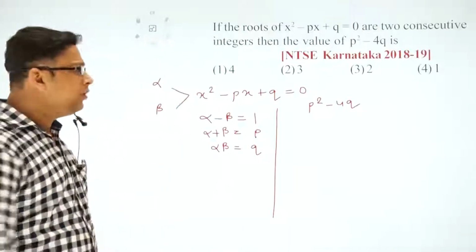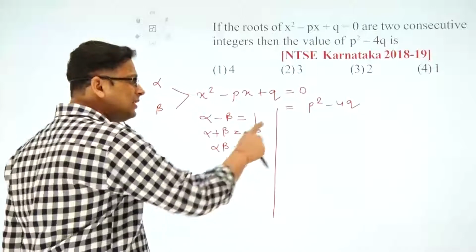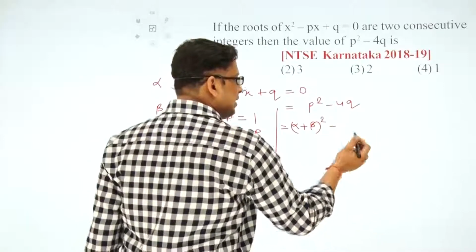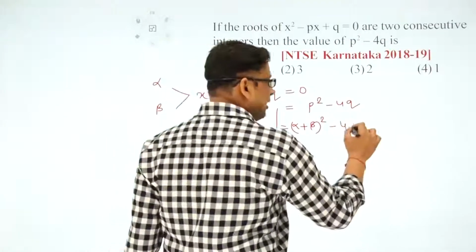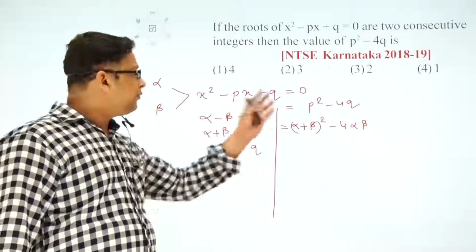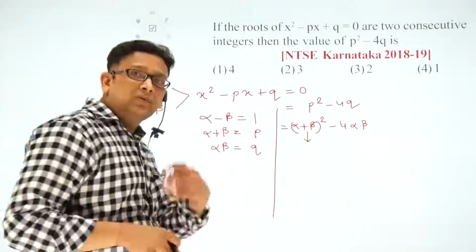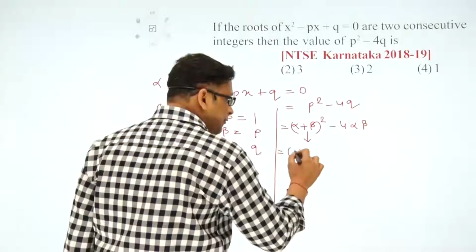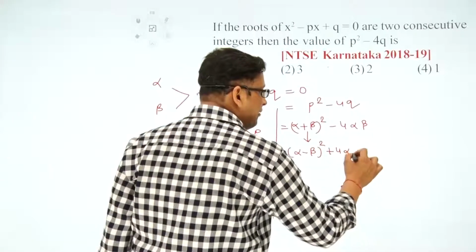How do we find its value? Its value can be written as p square, where p is equal to alpha plus beta. So p square is alpha plus beta whole square minus 4q, where q is equal to alpha beta, so minus 4 alpha beta. But we have only the value of alpha minus beta, so we have to manipulate this expression in terms of alpha minus beta whole square. So it can be written as alpha minus beta whole square plus 4 alpha beta.